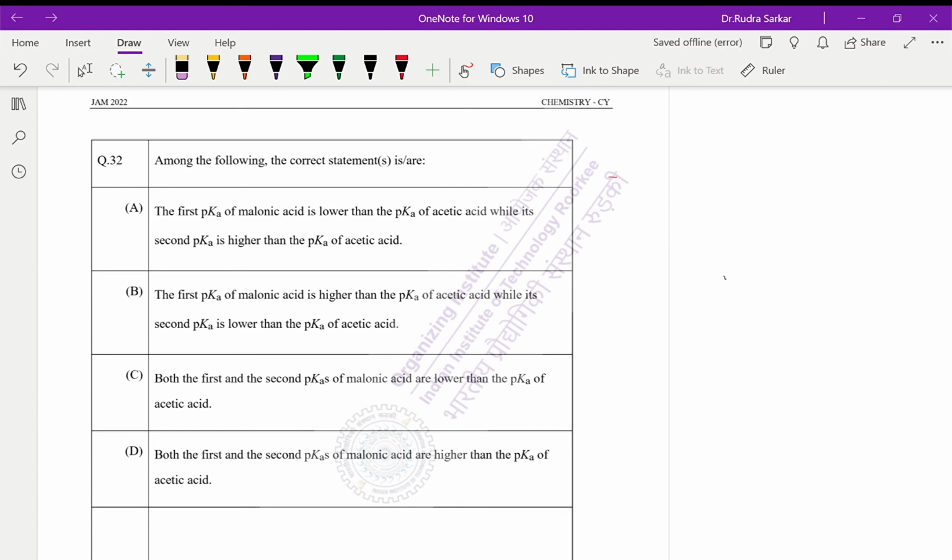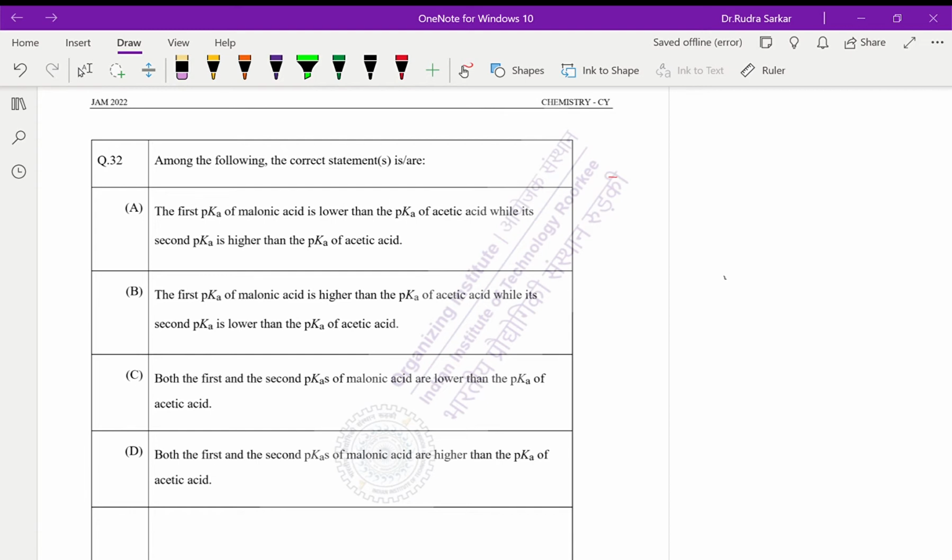Okay, so we are solving question number 32. Among the following, the correct statement(s) is/are. I'm going to read out the question to you. The first pKa of malonic acid is lower than the pKa of acetic acid, while the second pKa is higher than the pKa of the acetic acid.